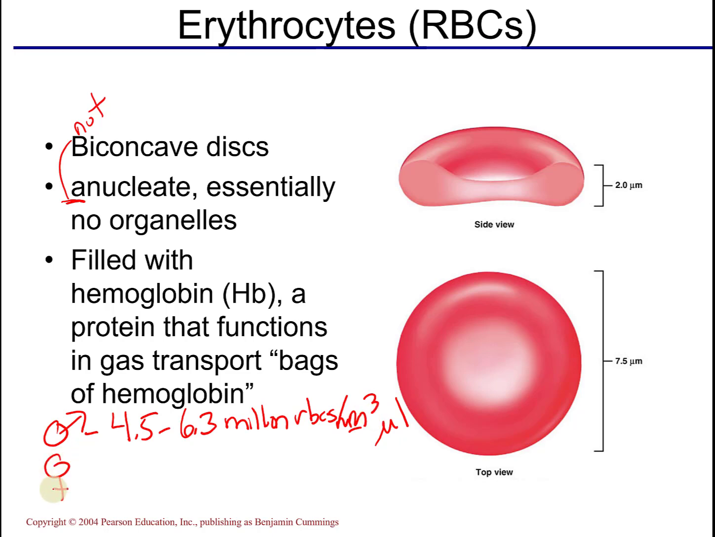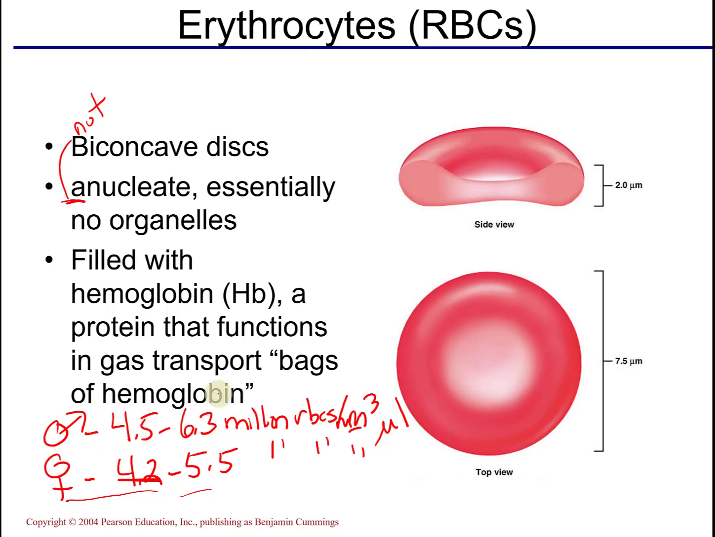Women have about 4.2 to 5.5 million red blood cells per cubic millimeter. And again, the reason for this is that men make more testosterone, which promotes more red blood cell production.